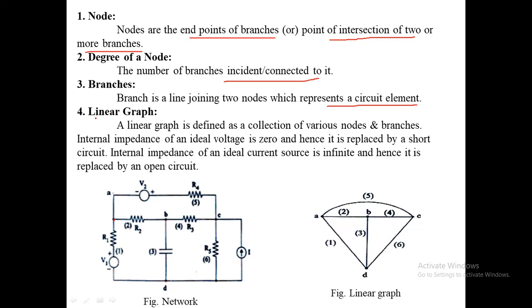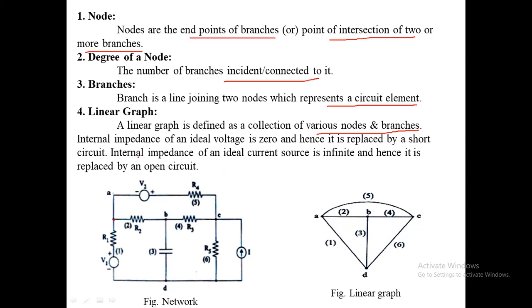Next is the linear graph. A linear graph is defined as a collection of various nodes and branches. Initially I told you network topology is the graphical representation of a circuit. Here this is the circuit diagram. We have to convert this circuit into a graph. This is the linear graph. A linear graph contains nodes and branches.